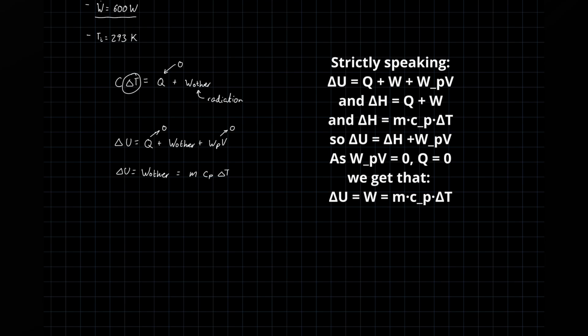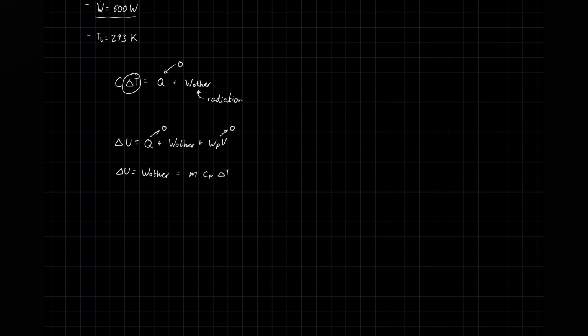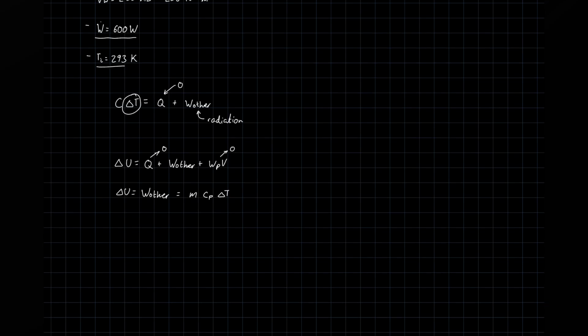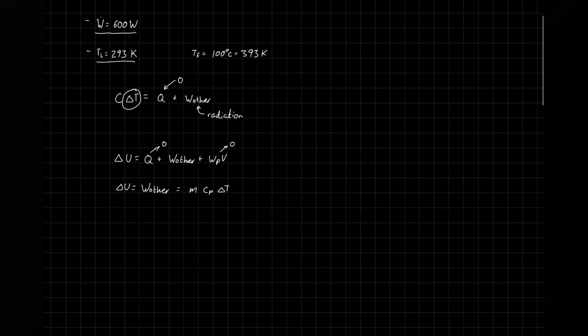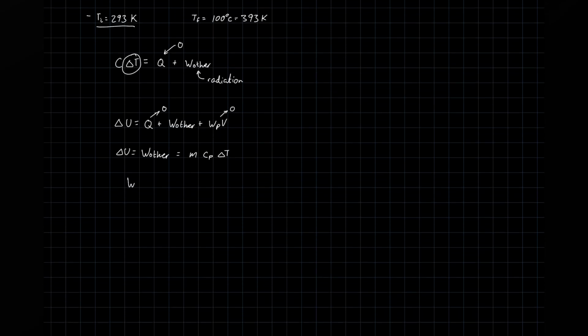Now, we know that this is equal to Cp delta T. We do have delta T, even though we were just given the initial temperature, because we are told that this has to come up to a boil, and boiling temperature for water is 100 degrees C, which is the same as 373 Kelvin, if you say that the conversion is 273.